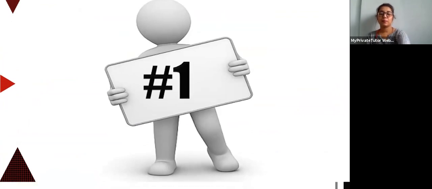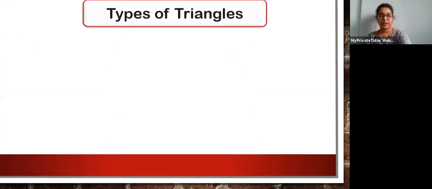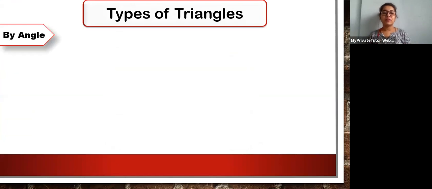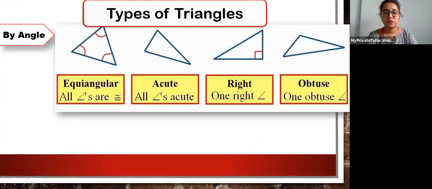We'll be studying types of triangles. I've already told you what triangles are. Types of triangles are classified on the basis of angles. A triangle has three sides and three angles, correct? So first, the classification is on the basis of angles. So these are the types of triangles.